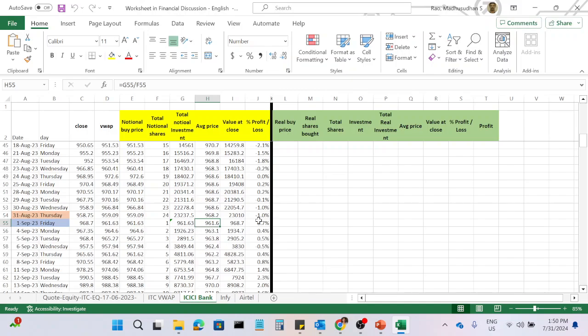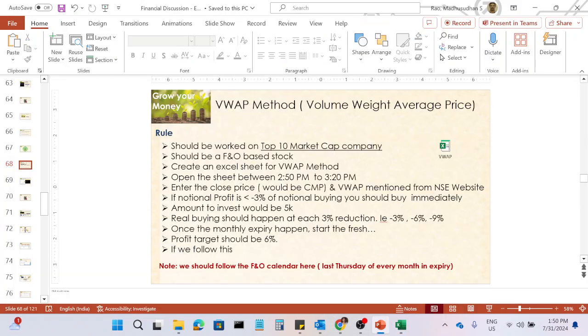If you have difficulty in creating an Excel sheet like this, please let me know on my WhatsApp number. I will try to help you out with that. Okay. Hope the VWAP method is easy to understand here. I'll move to the next one.